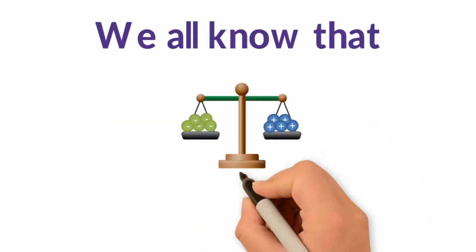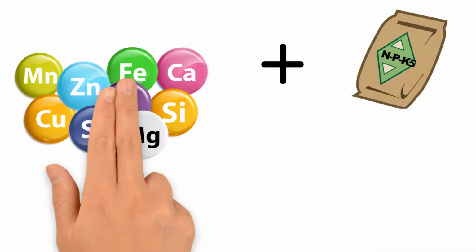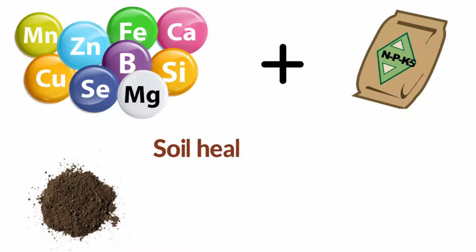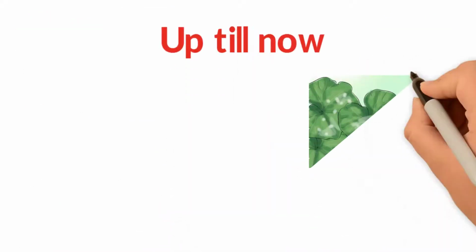We all know that balancing the anions and cations of plant nutrients, such as NPKS, a.k.a. plant food, and cofactors, a.k.a. micronutrients, with soil biology is a critical part of soil health, which leads to crop health.